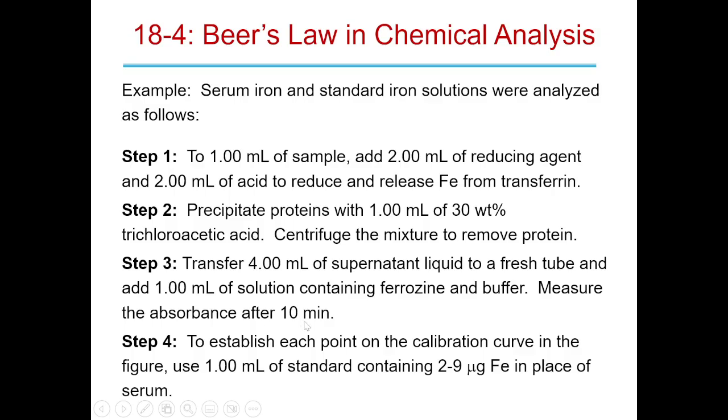Step 4, you would establish each point on the calibration curve in the figure. You would use 1 milliliter of standard containing 2 to 9 micrograms of iron in place of serum. This number you come up with, this typically is easiest to come up with something that's in that range, okay? This is actually kind of a hard step to bridge. So if you kind of have an idea what you're going to be measuring, you can come up with a number range that should include what you're going to measure, right? And then you want those concentrations to fall within this range, okay?